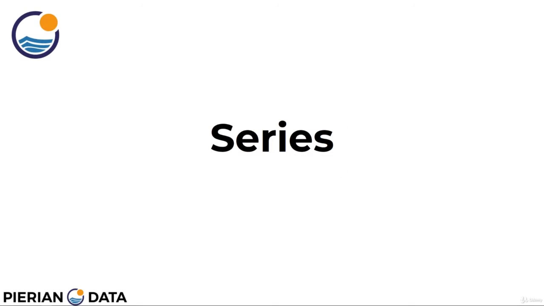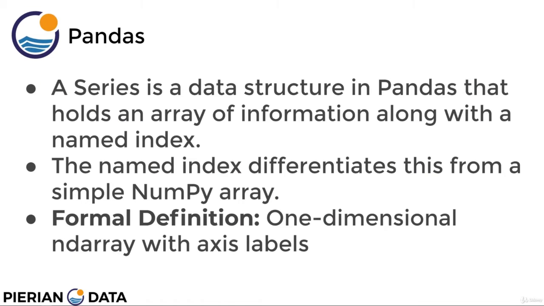Welcome everyone to this lecture on the Pandas series object. A series is a data structure in Pandas that holds an array of information or data along with a named index. The named index is really the aspect of a Pandas series that differentiates this from a simple NumPy array that we learned about in the previous section. As a formal definition, a Pandas series is a one-dimensional ndarray with axes labels.